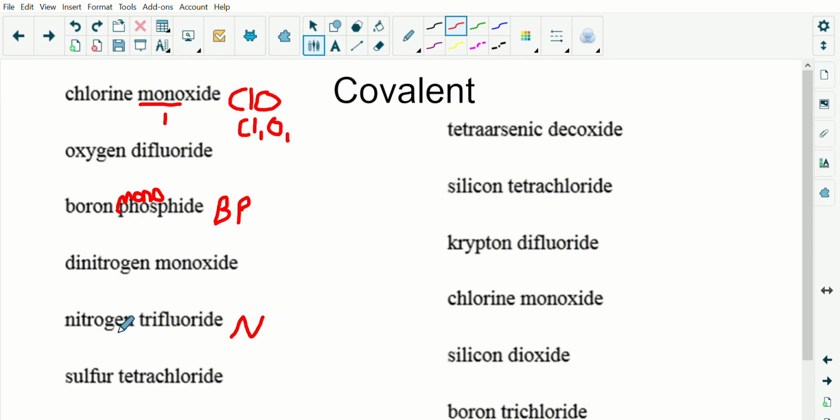This one, nitrogen trifluoride. Well, nitrogen, there's nothing here, so it's a 1. Tri means 3, so F3. This one, tetraarsenic. Arsenic is As. Tetra is 4. Decaoxide. Well, deca is 10, so O10.